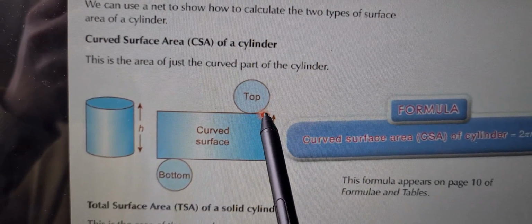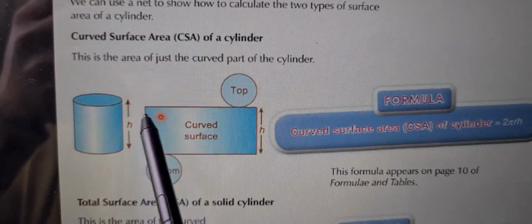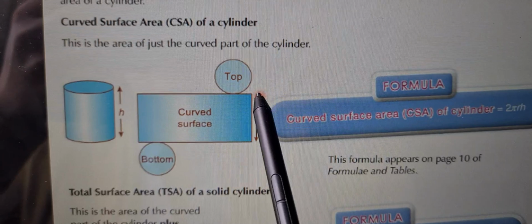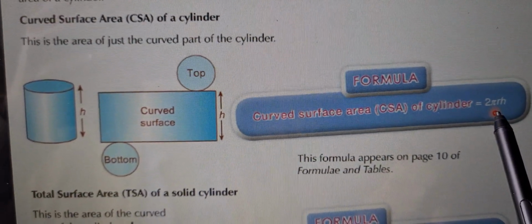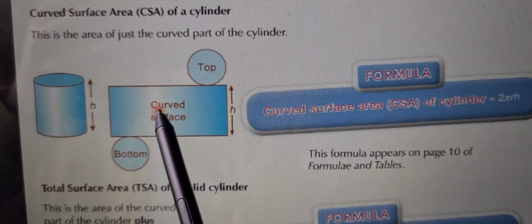So therefore, the area formula for the curved surface area of the cylinder, which is technically a rectangle, is length by width. The length is 2 pi r and the width is h. So that's where this is coming from, and that's in your log tables on page 10. 2 pi r h is the curved surface area of a cylinder, which is the rectangular label on a tin of beans.